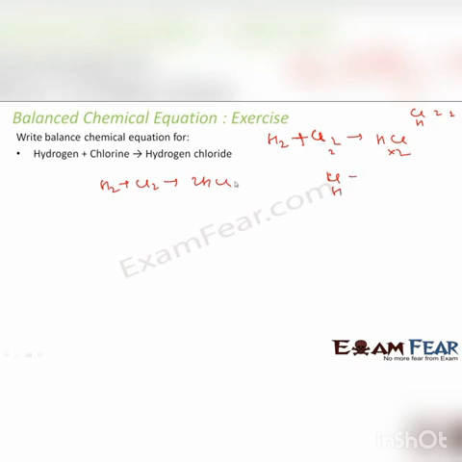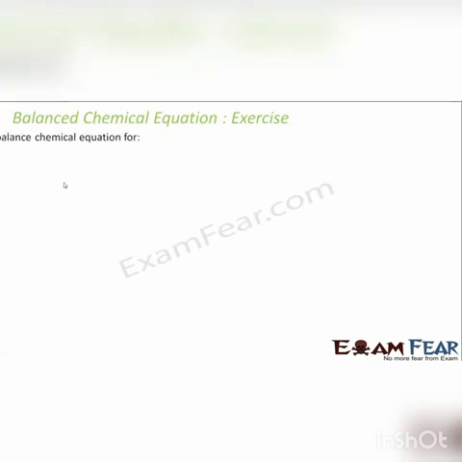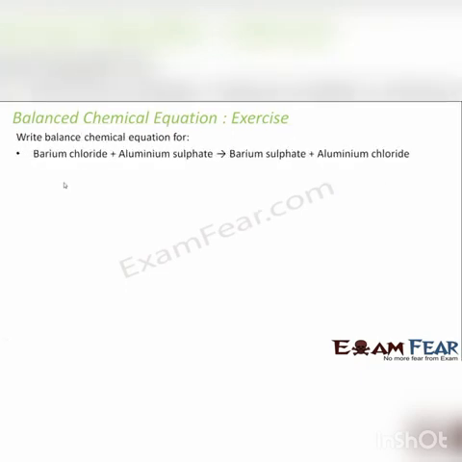Now let's compare the chlorine and hydrogen part. Chlorine, in reactant they are 2, and in product they are 2. Hydrogen reactant 2 and product 2. So if you see that, it is a balanced chemical equation. Easy question. The only thing that you should know is that hydrogen is H2 and chlorine is Cl2. We'll take some more examples.